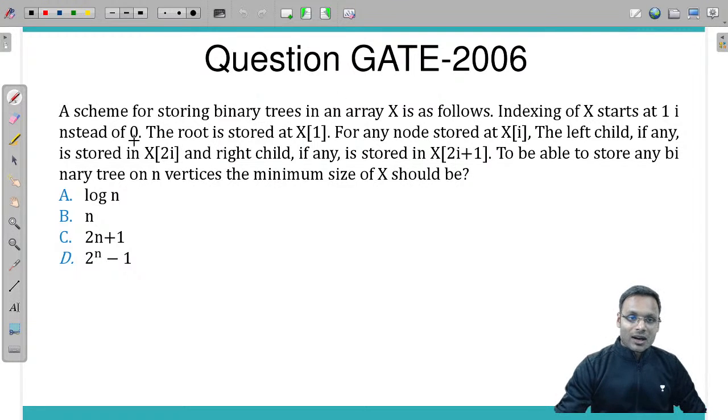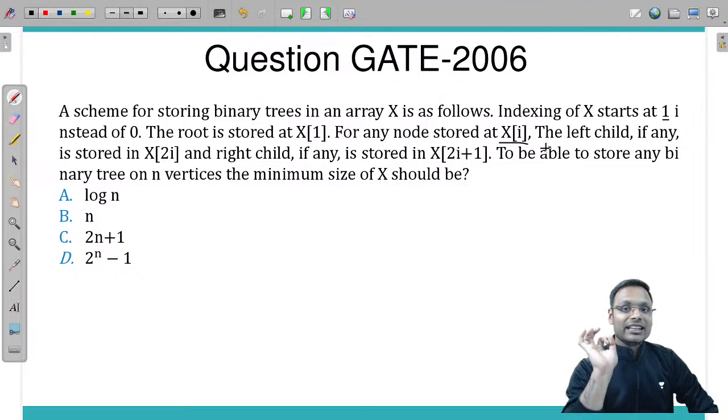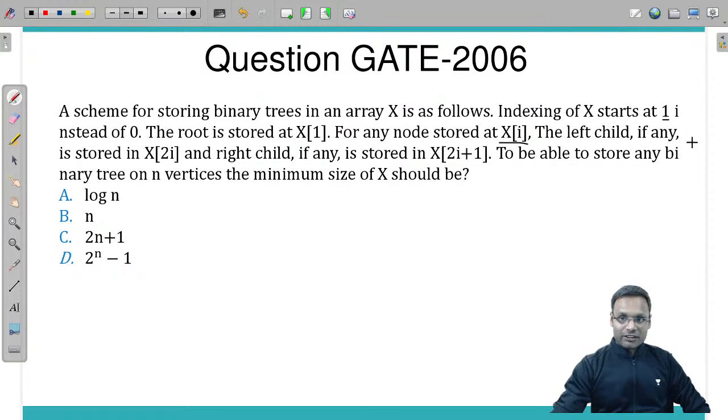Look at this. A scheme for storing binary trees in an array X is as follows. Indexing of X starts at 1. I just told you this, instead of 0. The root is stored at X[1]. For any node stored at X[i], meaning index i, the left child, if any, is stored at X[2i]. The same thing I told you just now. The right child, if any, is stored at X[2i+1]. Same thing as I told you.